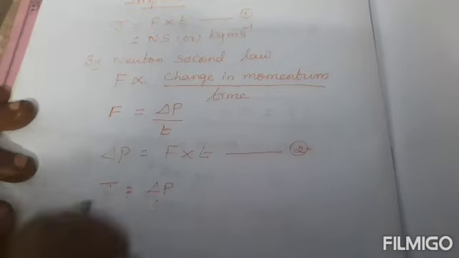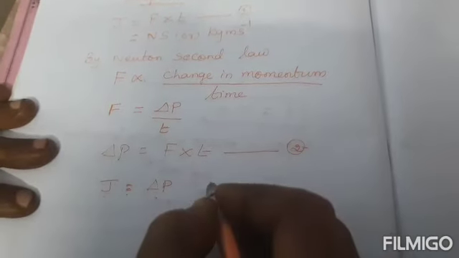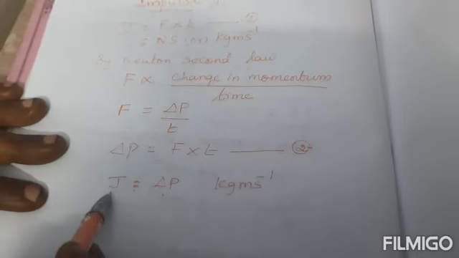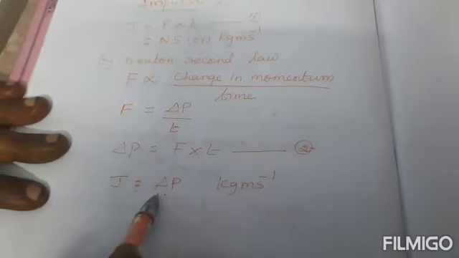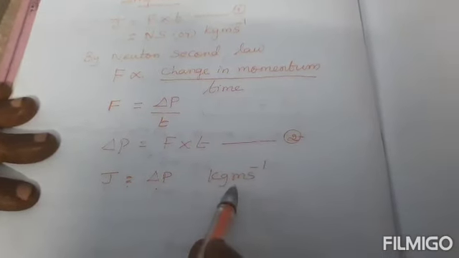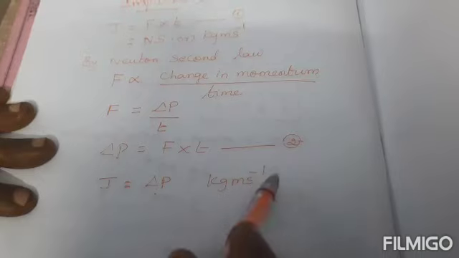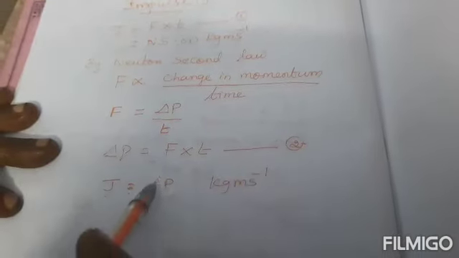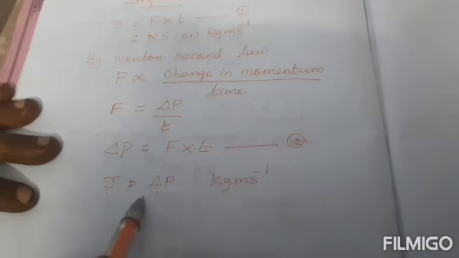You know the unit of impulse, what is the unit? Kilogram meter second power minus 1. The momentum unit is also kilogram meter second power minus 1. Impulse unit and momentum unit are the same. So change in momentum can be observed in two ways.